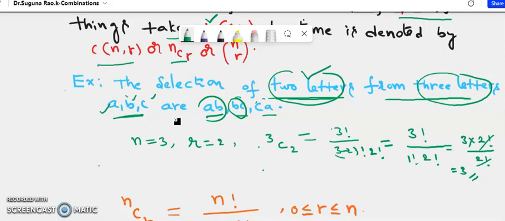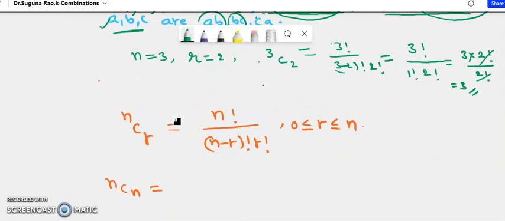Okay. So, we have the combination formula nCr. The formula for nCr in factorial form is n factorial by (n minus r) factorial into r factorial, where 0 is less than or equal to r, which is less than or equal to n. It means r value always lies between 0 to n, including 0 and n also. So for this condition, we have the corollary, means a note, nCn.